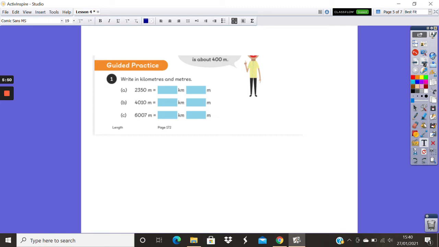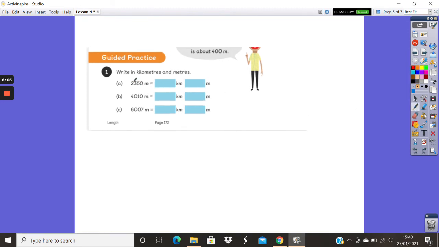Okay, your guided practice, you're going to write those measurements into metres, into kilometres and metres. So they're already in metres, you're going to convert them into kilometres and metres. So we'll do the first one together and then you can do B and C. So 2,350 metres would be 2 kilometres, 350 metres. Okay? Have a go at B and C yourself.